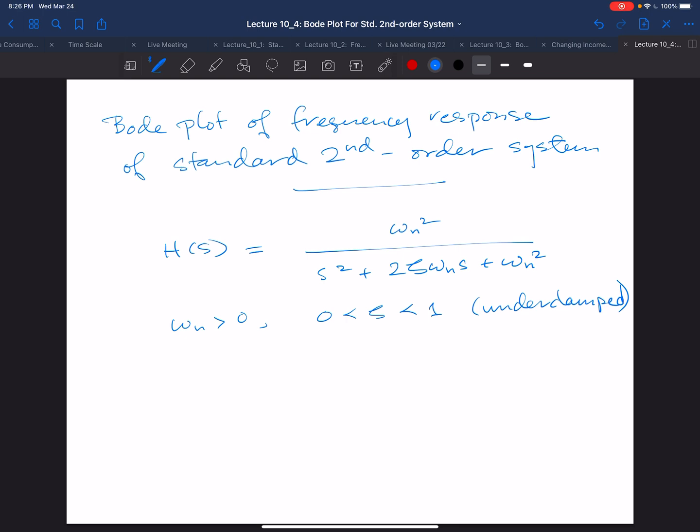Right, here's the transfer function then. H of s is omega n squared over s squared plus 2 zeta omega n s plus omega n squared. We'll assume that omega n is positive, and we'll look at the underdamped case, so zeta will be between 0 and 1. What we're after is the frequency response. The Bode plot is simply a graphical representation of the frequency response. So for that, we take the case where s is of the form j omega.